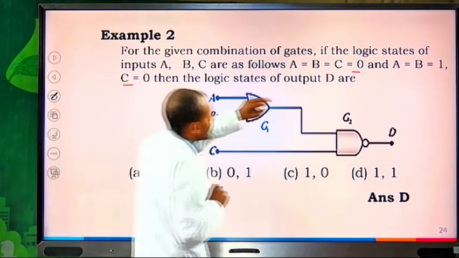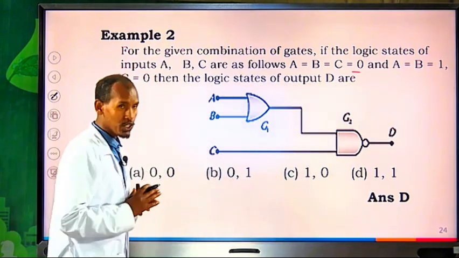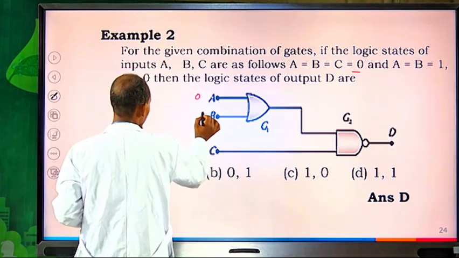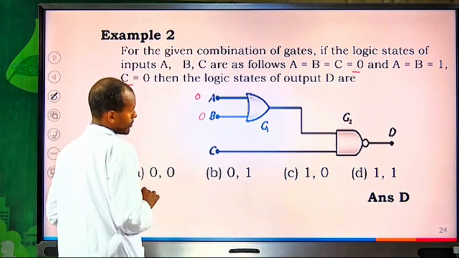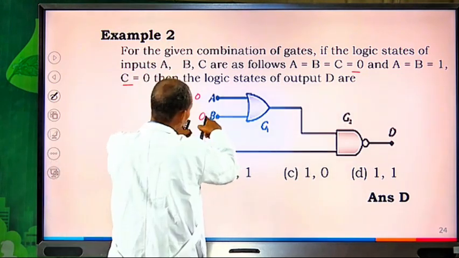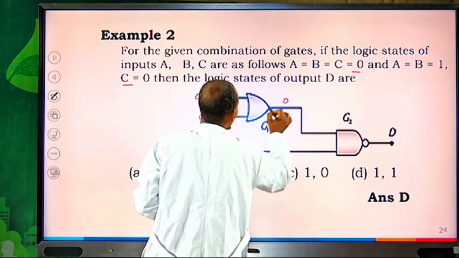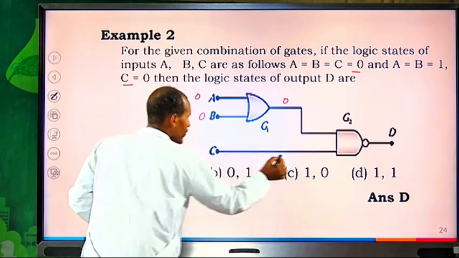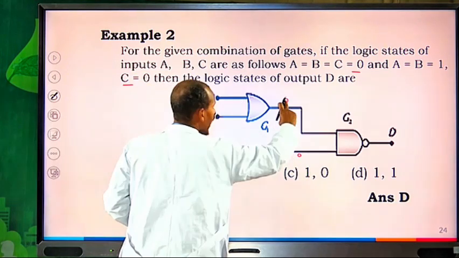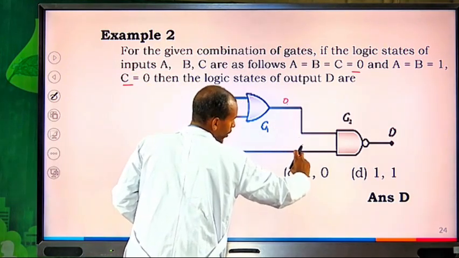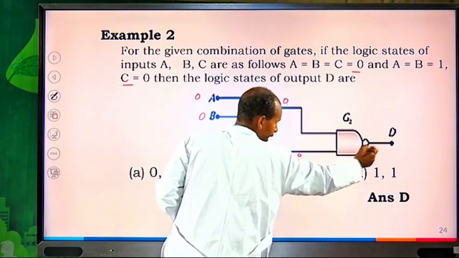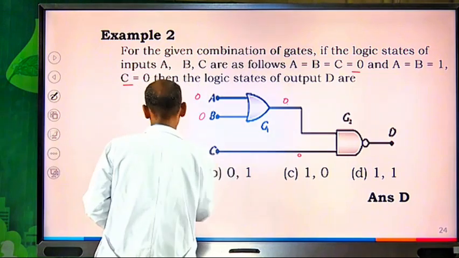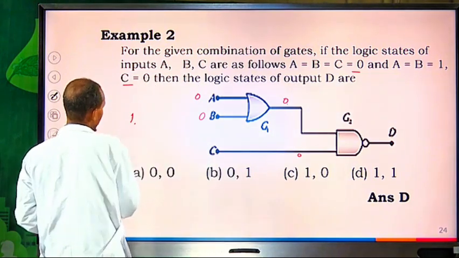Let's see the first one, when the 3 inputs are 0. If this one is 0, 0, the output of the OR gate, 0 OR 0, is 0. With C again 0, this will be 0 AND 0, which is 0. Since this is a NAND gate, NOT 0 is 1. So the first case becomes 1.